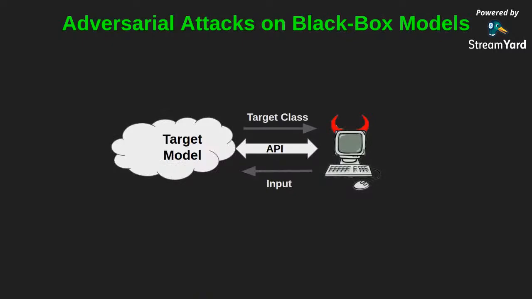So these are some of the examples of performing white box adversarial learning attacks, where you have access to the model. But what if you don't have access to the model? What if the model is deployed on the cloud? How will the adversarial learning attack work in that case? A normal way of getting predictions from a model deployed on the cloud is you have an API, and you use that to perform predictions on the target model.